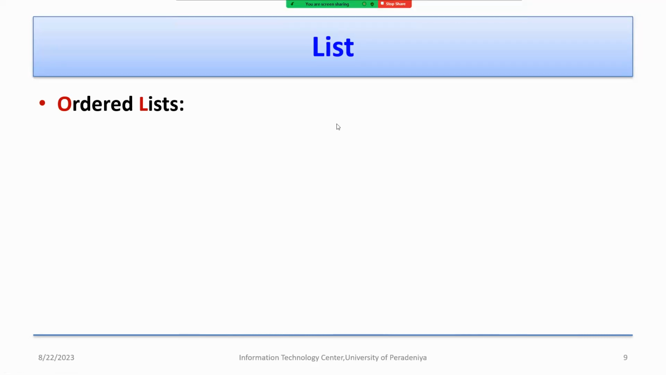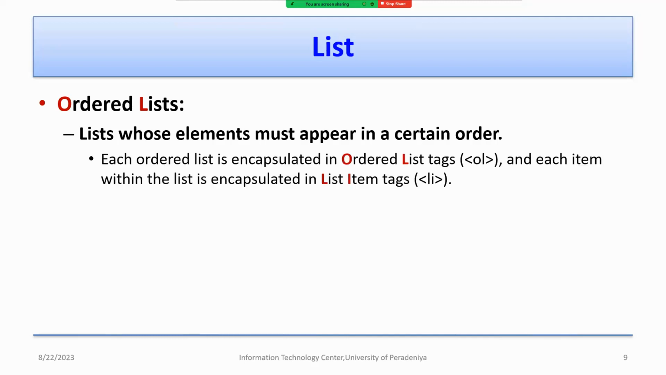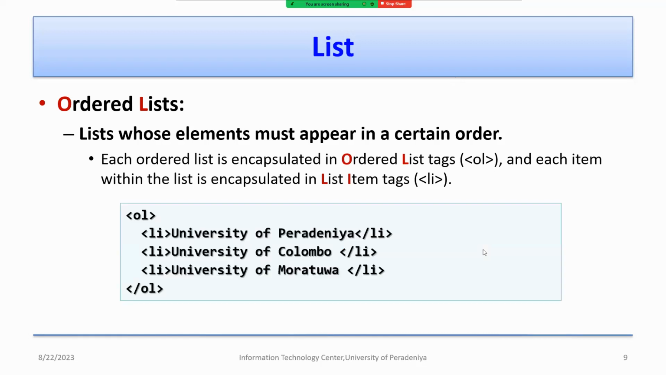Ordered list means the list contains list items, and those items are in a proper, defined order. It is a list whose elements must appear in a certain order. Each ordered list is encapsulated in the ordered list tag, which is OL, O from ordered, L from list. Each item within the list is encapsulated in a list item tag, LI. If you want to put an order, say the first is 1, the second is 2, and the third is 3, we can insert these items into the ordered list.